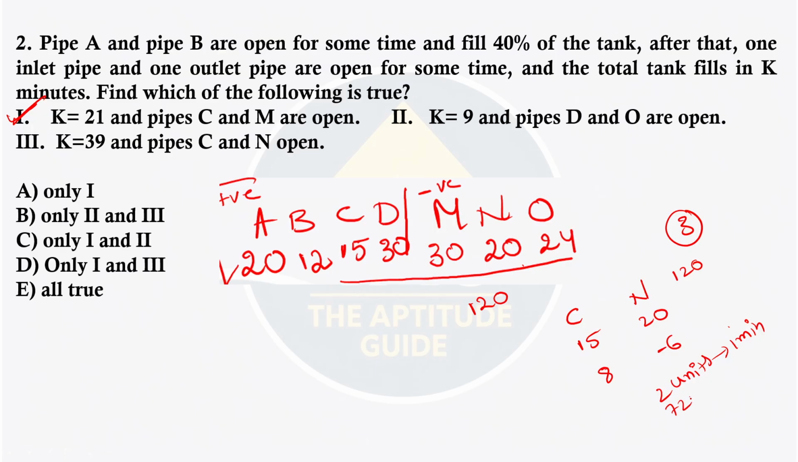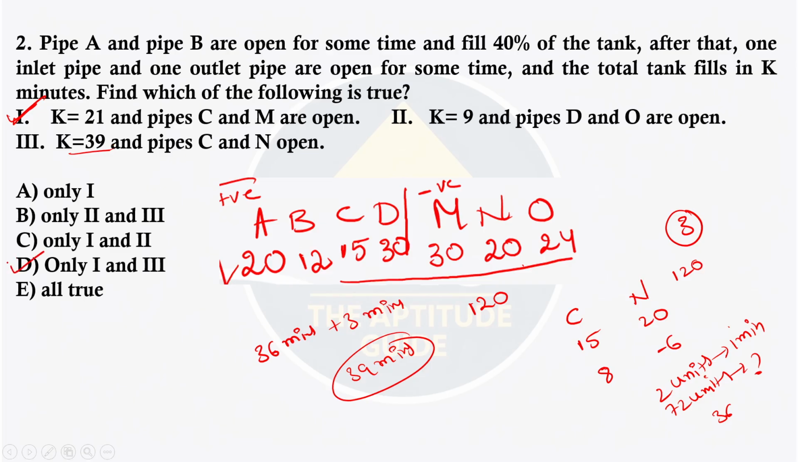Then 72 units will be filled in what time? 72 is 60% of the work, right? So half of this is 36. So 36 minutes, C and N are active. 3 minutes, A and B are active. So on the whole, they take 39 minutes to complete the whole work. So K is 39, C and N are open. So it's 1 and 3, only 1 and 3.